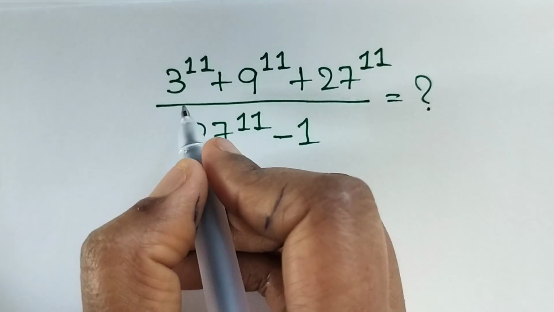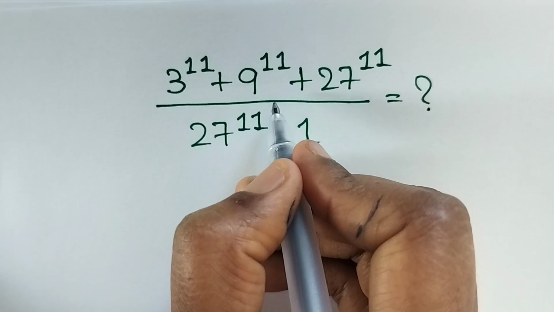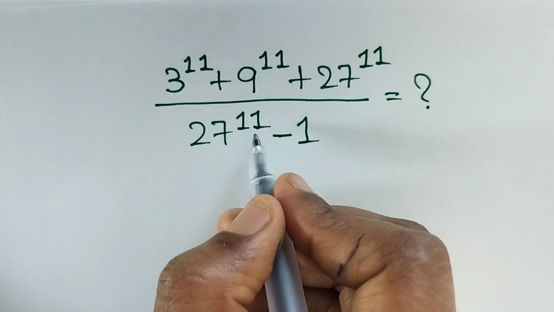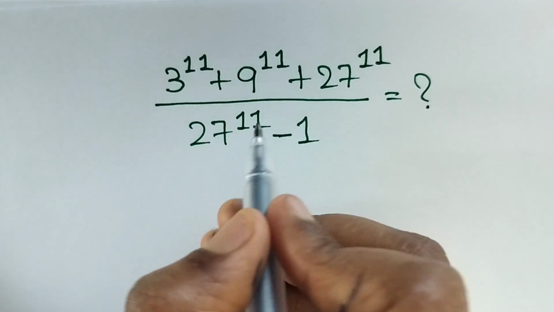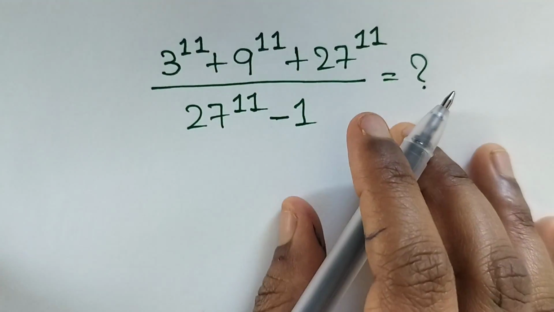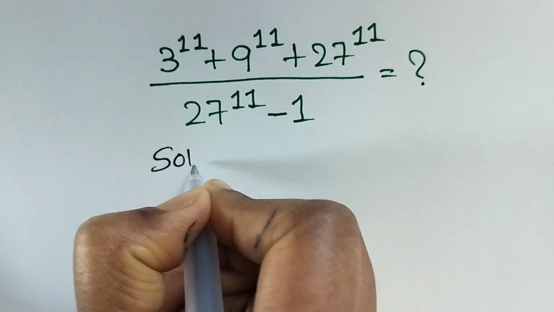Here we have one problem, that is (3^11 + 9^11 + 27^11) divided by (27^11 - 1). So in this problem we need to find the value of this term. So how do we solve this problem? Let's see the solution.